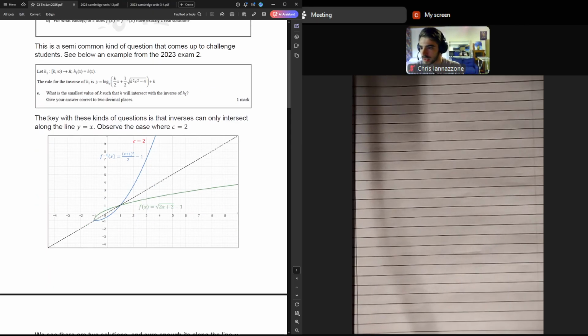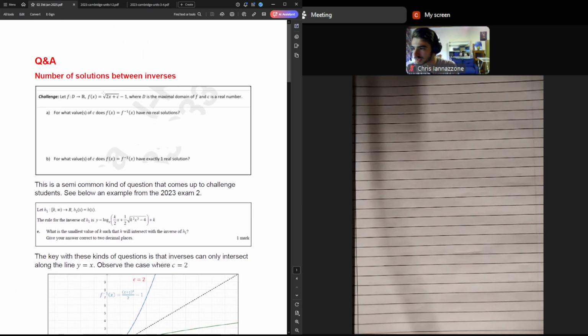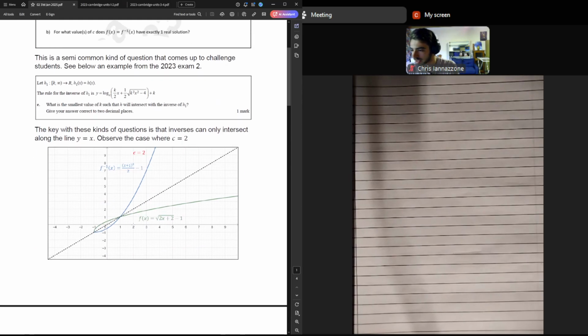So the key with these kinds of questions is to realize that the inverse can only ever intersect with its original function along the line y equals x. That's because it's a reflection in the line y equals x, and so it's only going to intersect along that line. You see here an example: if you sub in c equals 2 into this function, you would have f of x, the green line, and you can see that its inverse is that reflection in the line y equals x. It intersects at 2 points, here and here, but both of those points are along the line y equals x.